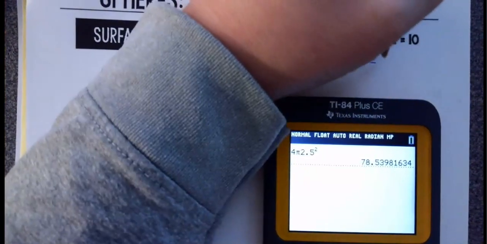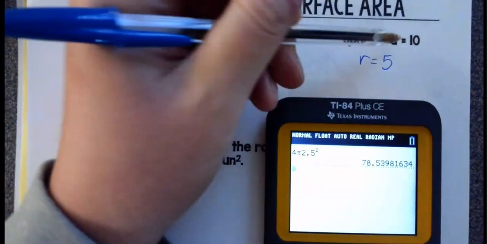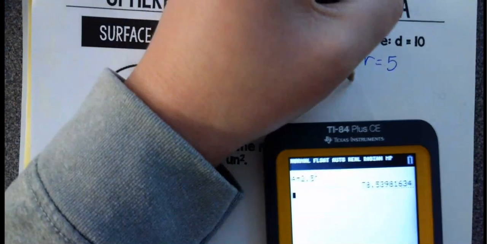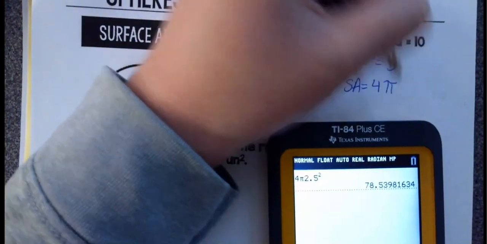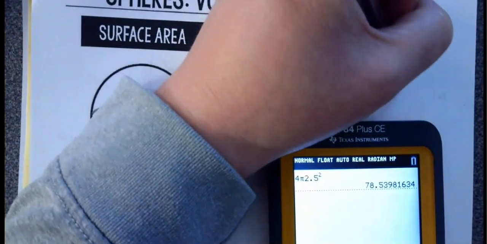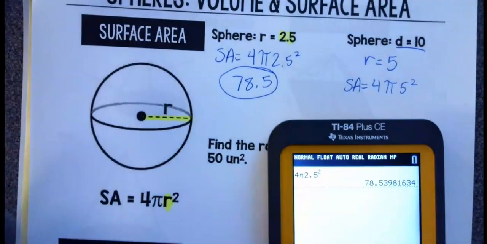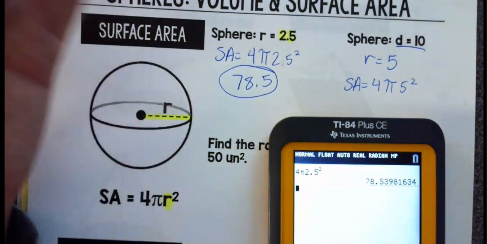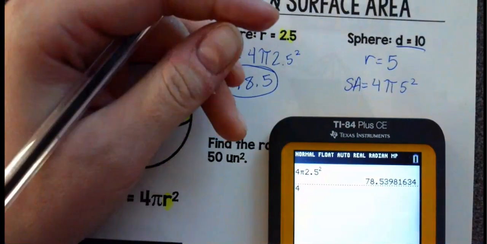But what if it gives you the diameter? That's the one thing that might be kind of weird. If it gives you the diameter, make sure you cut it in half. 4 times pi times 5 squared. So just pay attention to that. If you're given the diameter, make it the radius, and then you plug that in.